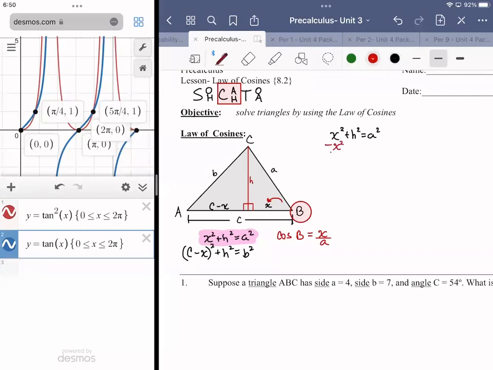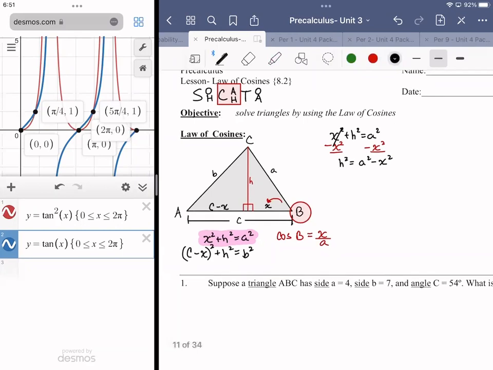squared, so subtract off the x squared, I will get h squared is equal to a squared minus x squared. That would actually give me something to substitute in. I'm just going to grab this other equation and bring it on up. Do a little copy paste action.